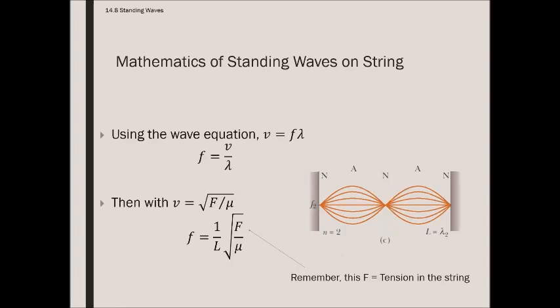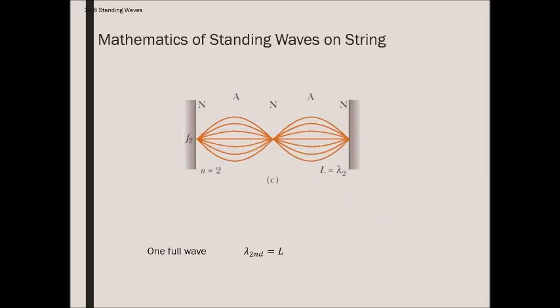Next thing we're going to look at is what mathematics we're going to use for these waves on a string. The two equations we need to use are the wave equation, solve for the frequency, and we know the velocity has to do with, again, the tension of the wire and the thickness of the wire. So let's look at the string.